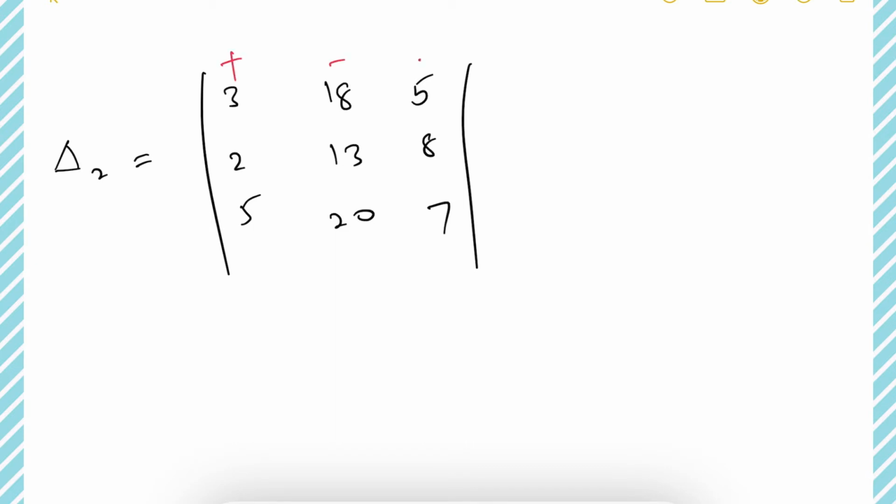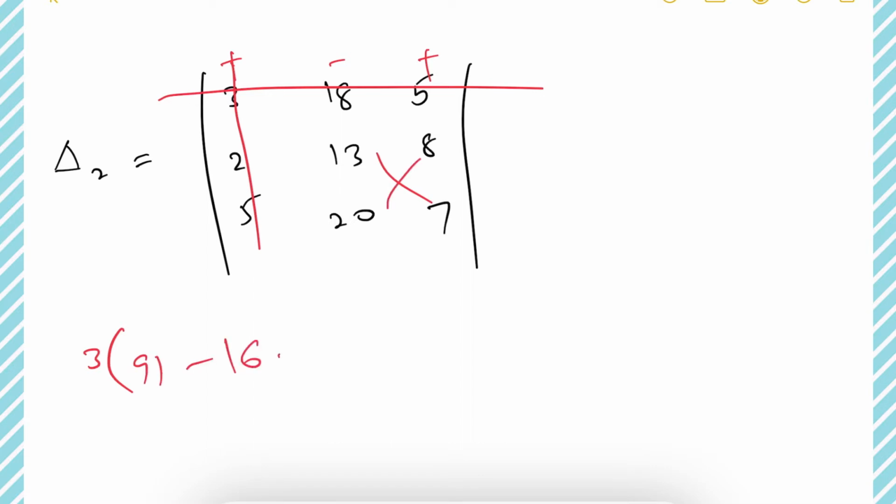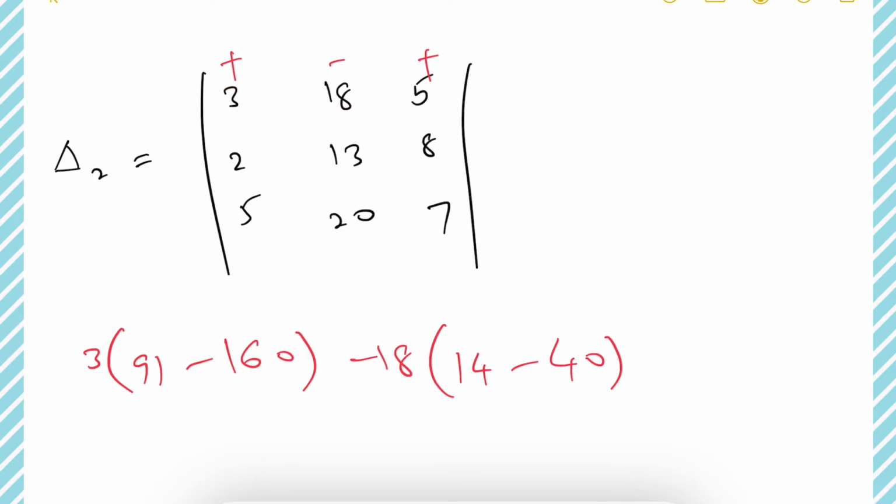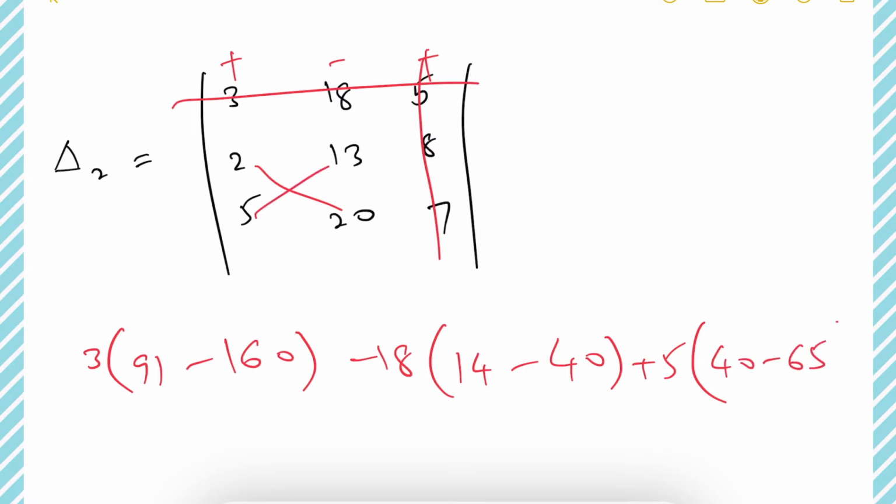This will become plus, minus and plus. Now first element is 3 times, if we remove the column and row, 13 into 7, 91, minus 20 into 8, 160. Next, second element, minus 18 into, if we remove the row and column, 2 7s are 14, minus 5 8s are 40. Then last element, plus 5 into 2 into 20, 40, minus 5 into 13, 65.